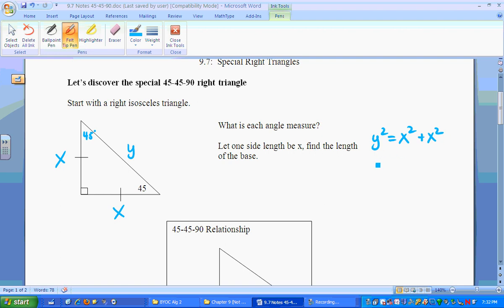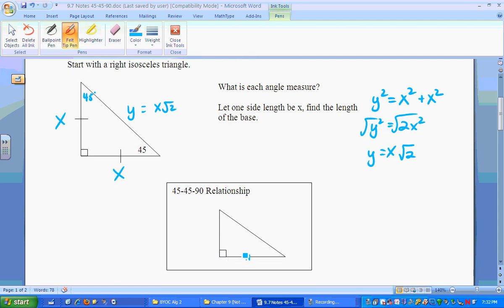and figuring it out. y squared is equal to 2x squared, root it. y is equal to, well, you got root 2, and we did this last time. The square root of x squared is just x. So this side is equal to x root 2.